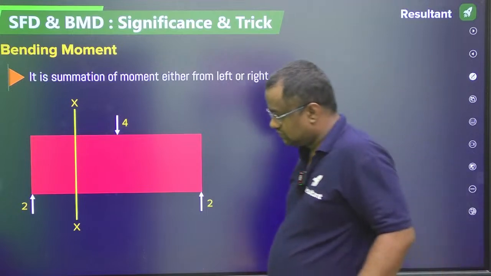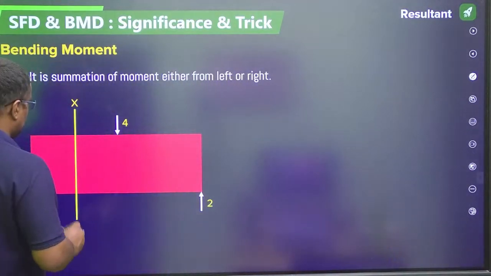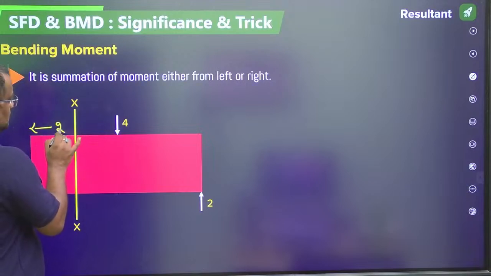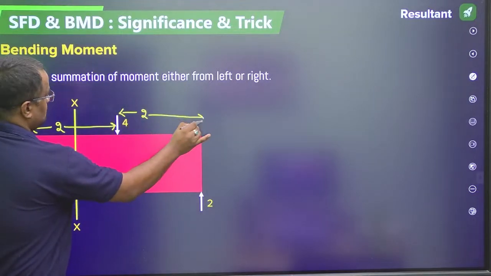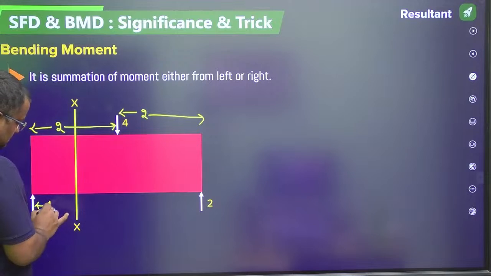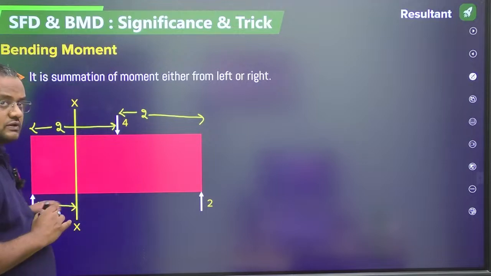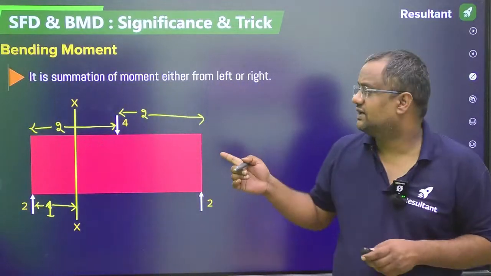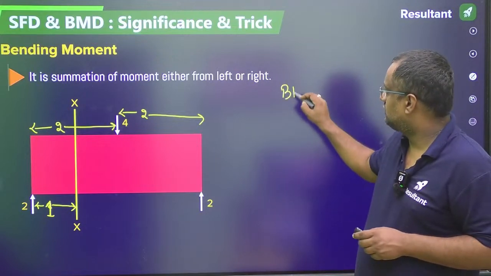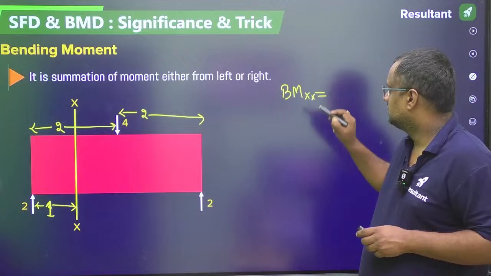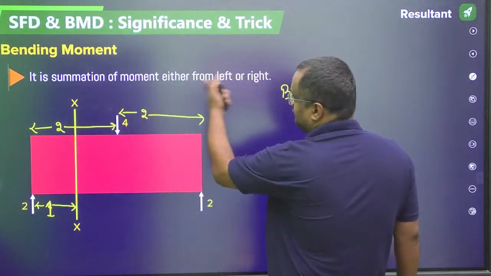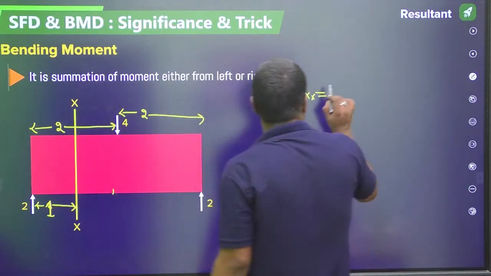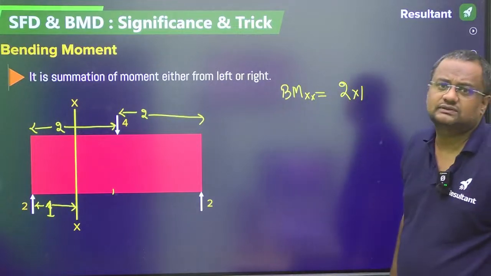Okay, so let this be 2 meter, let this be also 2 meter, let this be 1 meter, let this be 1 meter. So what is bending moment? Bending moment is summation of moment either from the left or right. Let me first of all find from the left. So what is the moment? I am saying from left, 2 into 1. But positive or negative?